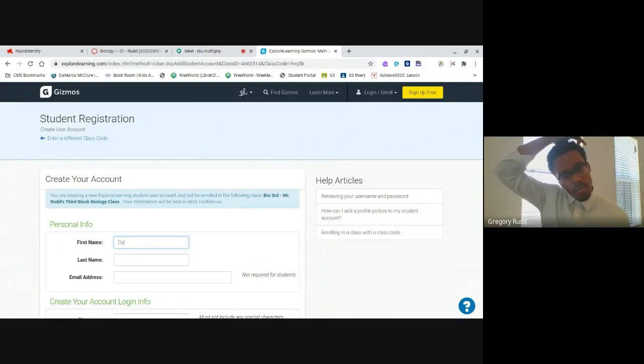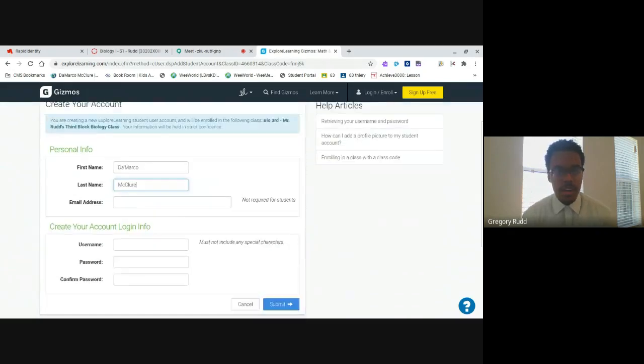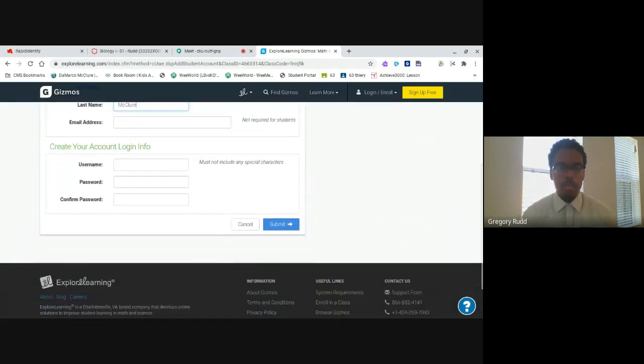Enter your personal info. You don't need to enter an email address. That's not necessary. It could be helpful. But again, please do not forget your username and password. So if you need to write it down somewhere or type it into a note on your phone, that may be a good idea for some of you who may be more prone to forgetting things.